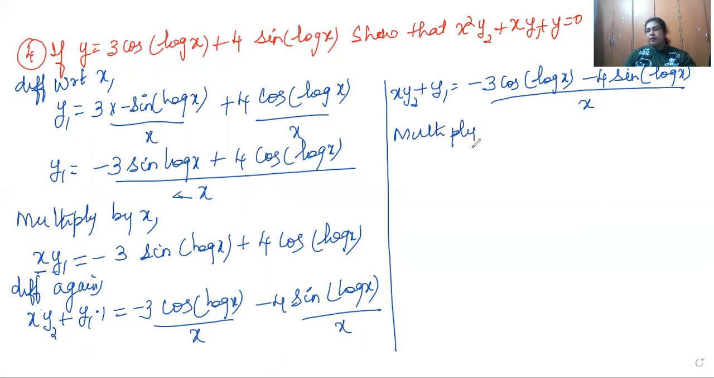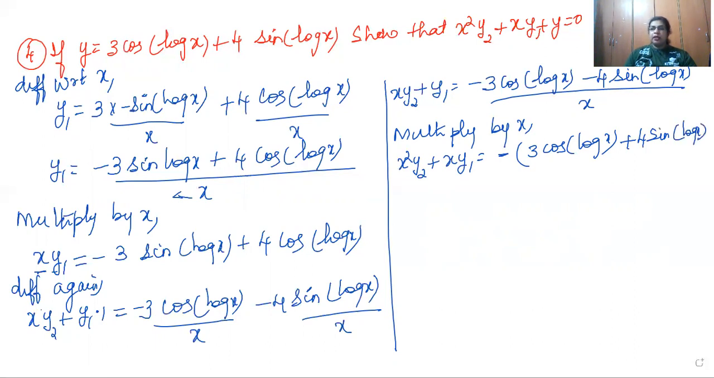So now you multiply by x throughout. When you multiply by x throughout, what are you going to get? x and x will become x square y2 plus x y1 is equal to minus, keep it as a constant, minus is common, take it out. So 3 cos log x, minus has gone out, so plus 4 sin log x.